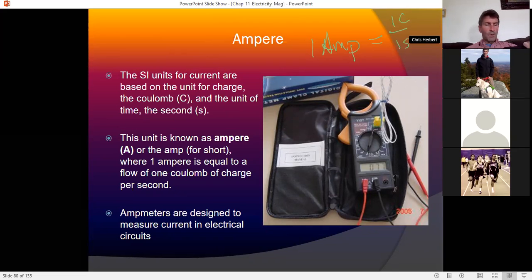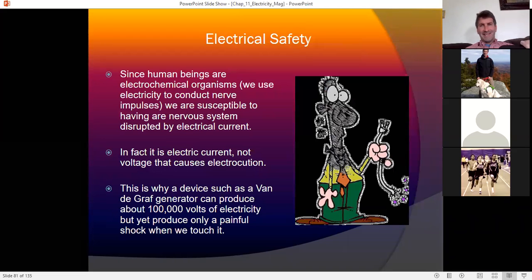Okay, so when you hear the term amps, that's how many coulombs of charge. Electrons don't have very much charge, like 1.6 times 10 to the minus 19 coulombs, so we need a lot of electrons to even get 1 coulomb of charge. But at 1 amp, that is 1 coulomb of charge flowing every second. All right. It's not the voltage that gets you, it's the current.